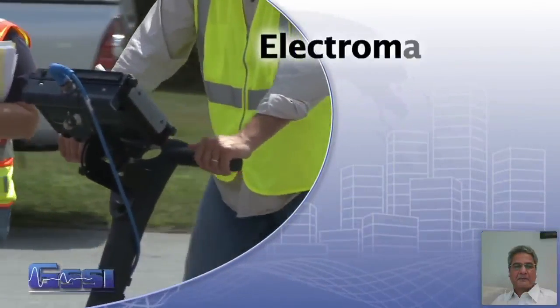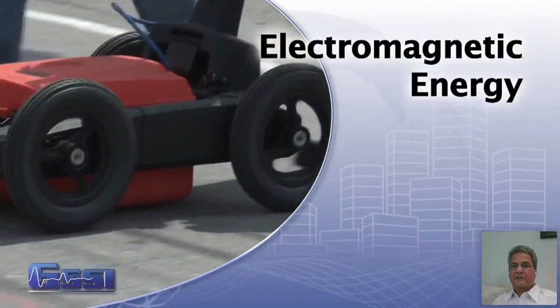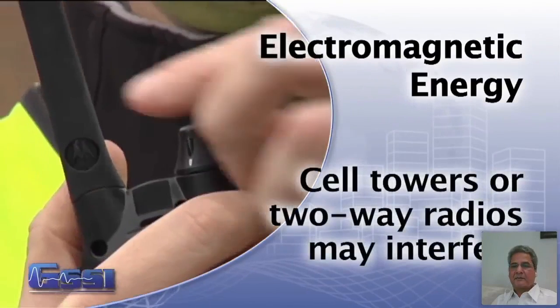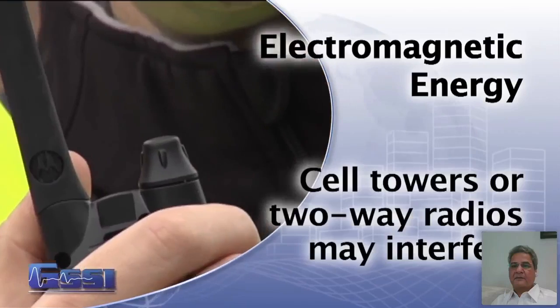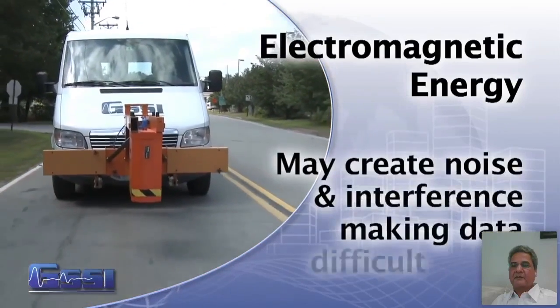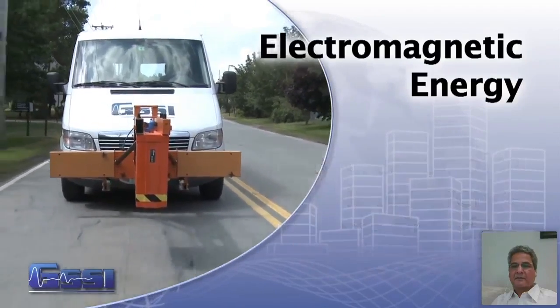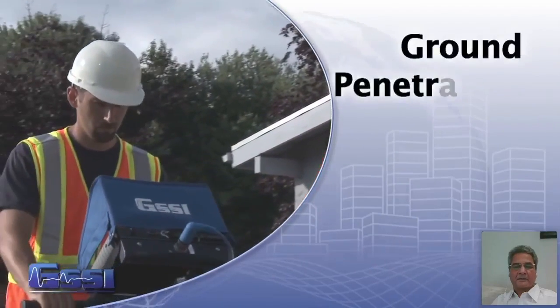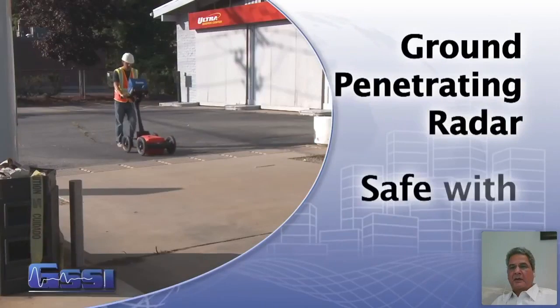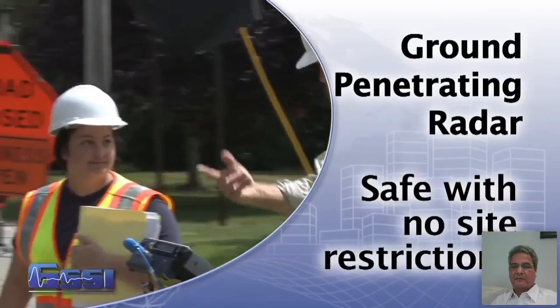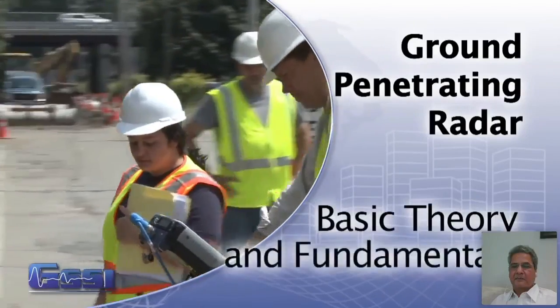Lastly, remember that GPR is electromagnetic energy. Other sources of electromagnetic energy, such as cell phone towers and two-way radios, may interfere. These will not cause any damage, but may make it more difficult to see deeply into concrete or soil. In addition, unlike X-ray or other technologies, ground-penetrating radar is not harmful and has no site restrictions associated with use. This brings us to the conclusion of the theory and fundamentals of GPR.